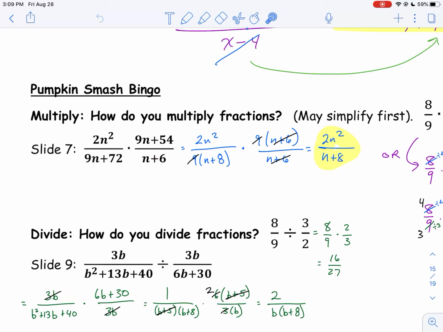We've got a fraction times another fraction. It doesn't matter what the denominators are. We can just multiply them together. We multiply across the numerator, denominator. But it might be easier to factor first.